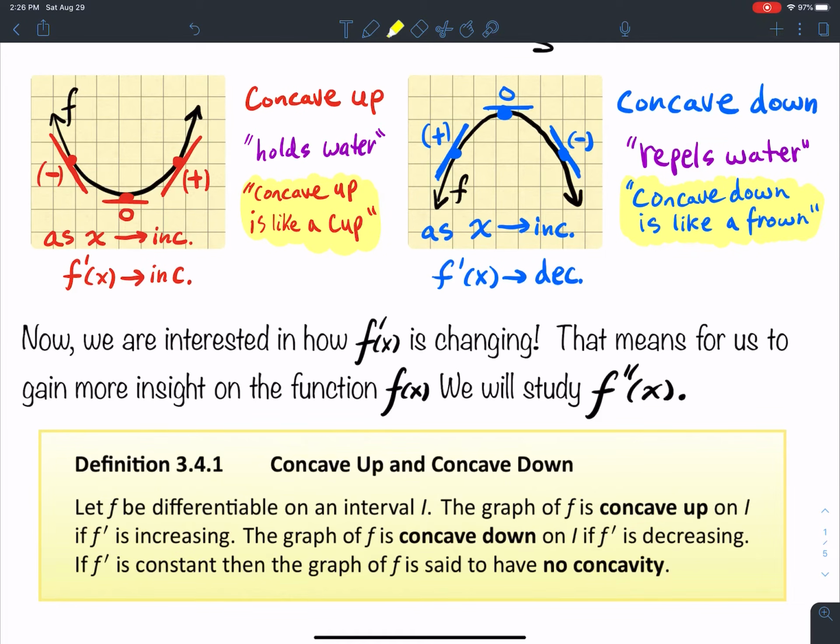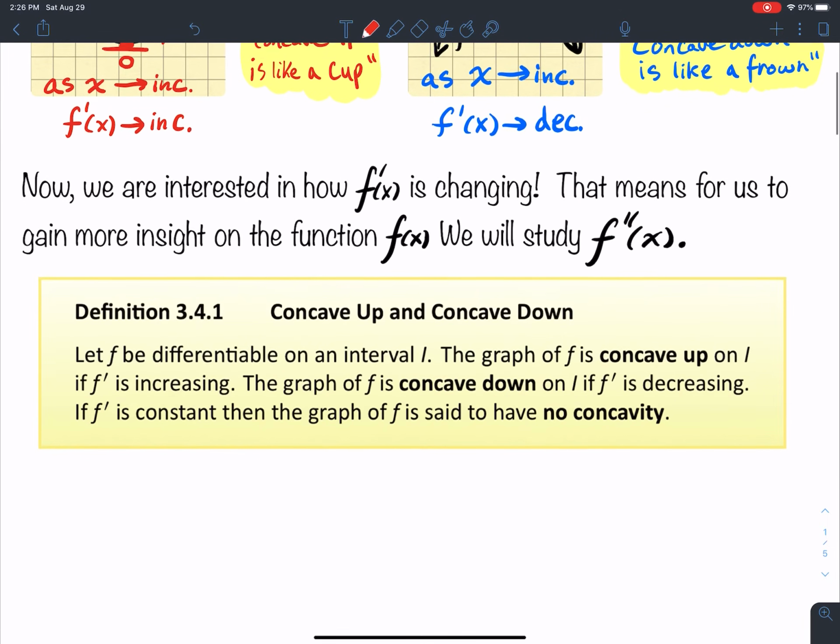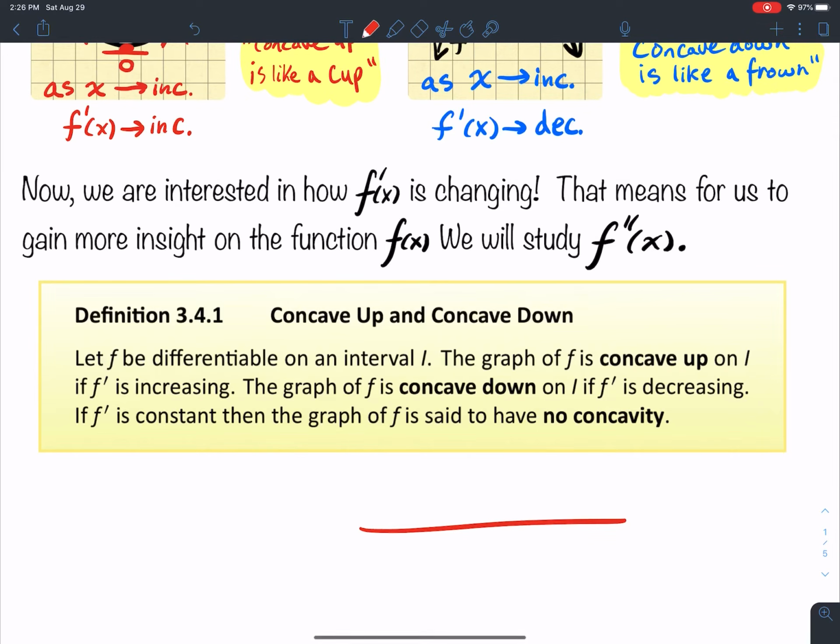All right. If f prime is constant, then the graph of f is said to have no concavity. So if I have a graph that's just a horizontal constant line, then it's not concave up, it's not concave down.